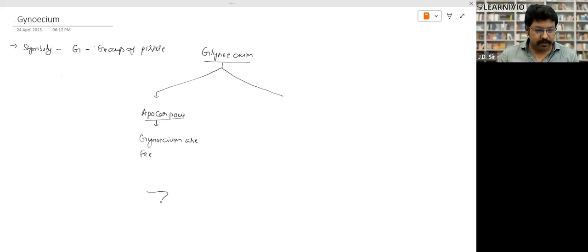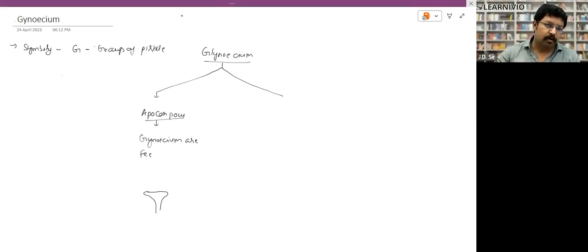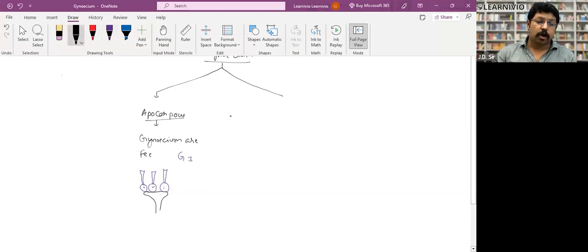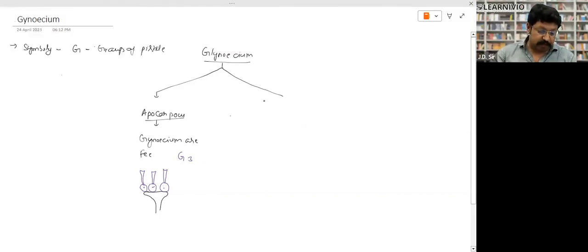This is the thalamus, meaning the platform where there is more than one gynoecium. All the gynoecia are free: one gynoecium, second gynoecium, and third gynoecium, but all are free from each other. So we call it the apocarpous condition. But in the other condition, where there is more than one gynoecium and all the gynoecia are fused, we call that the syncarpous condition.